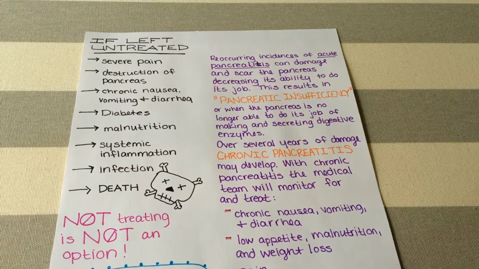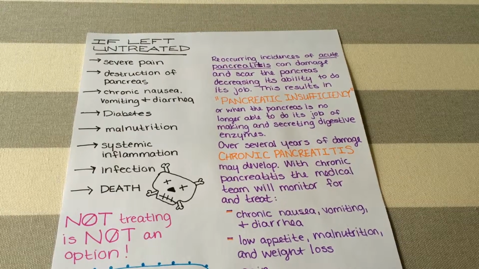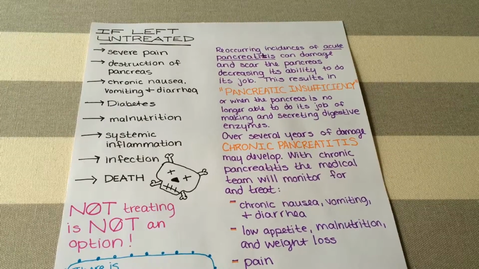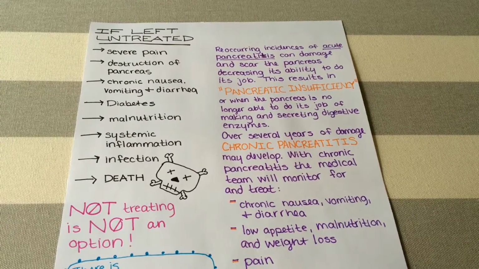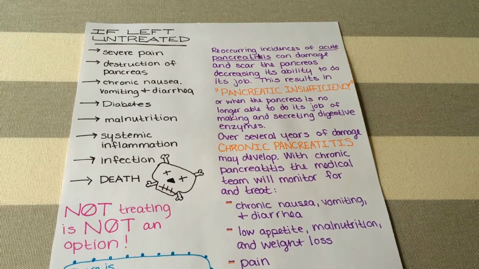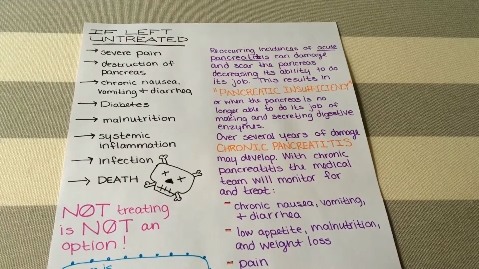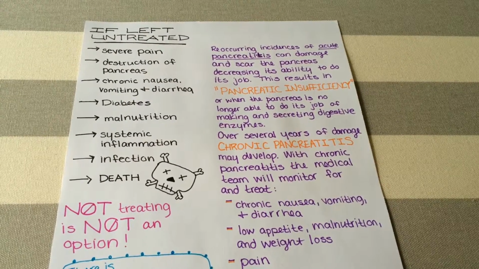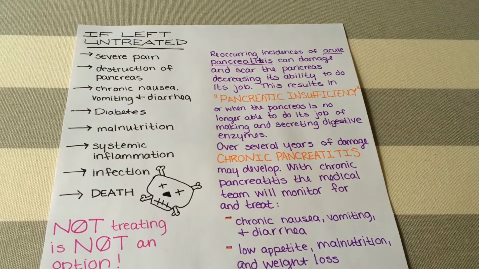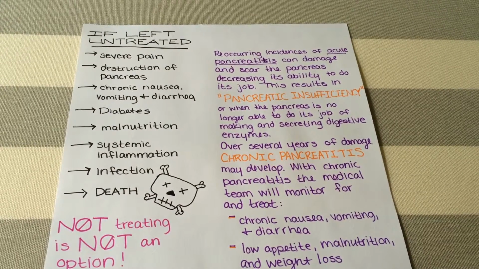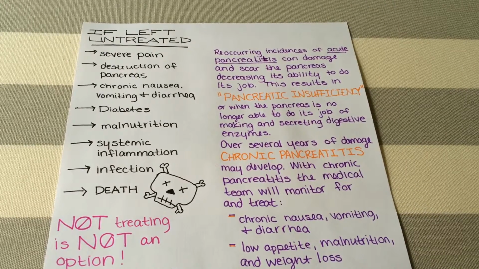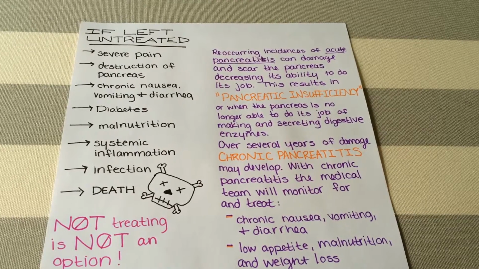Not treating pancreatitis is not an option. If left untreated, there will be severe pain. There could also be destruction of the pancreas from the autodigestion that is occurring. There will be chronic nausea, vomiting, and diarrhea. Diabetes could also result from the destruction of the pancreatic tissue that secretes hormones that control blood sugar. If the pancreatitis is left untreated long enough, the patient may also experience malnutrition, systemic inflammation, meaning inflammation over the whole body, infection, and even death.